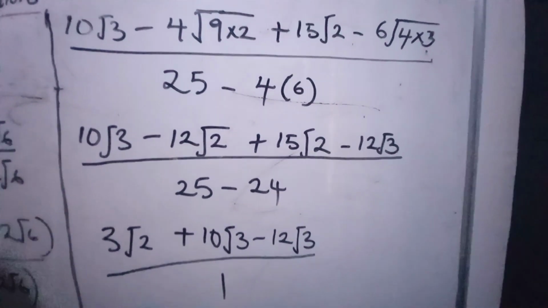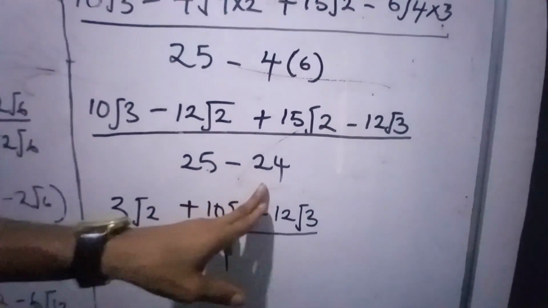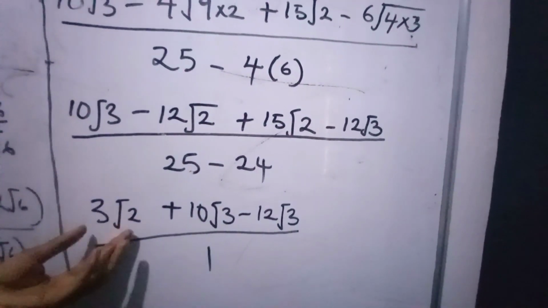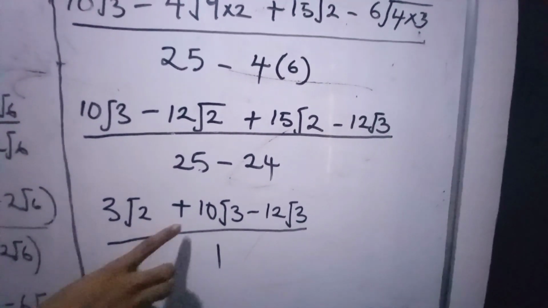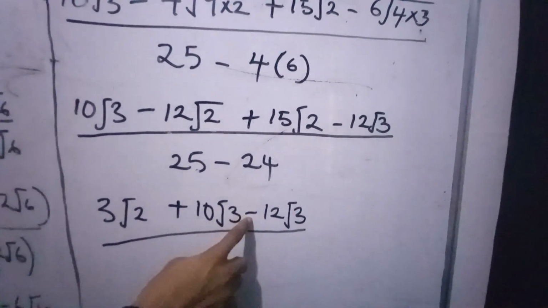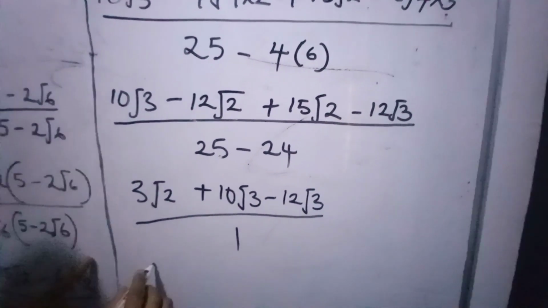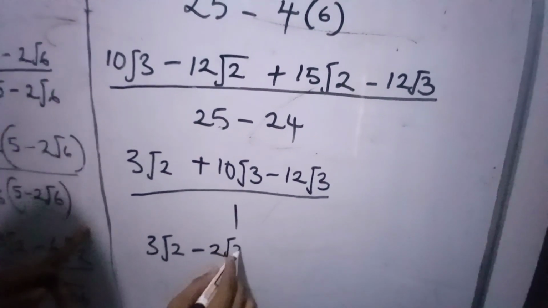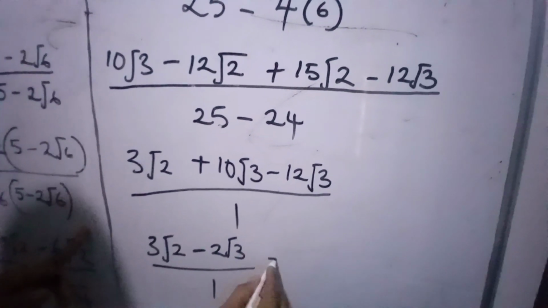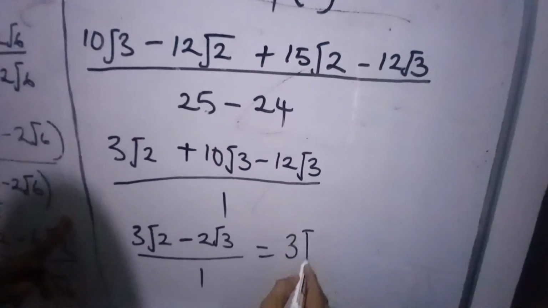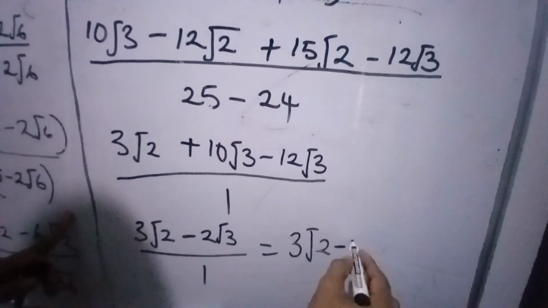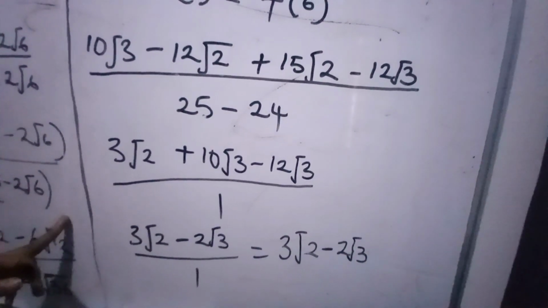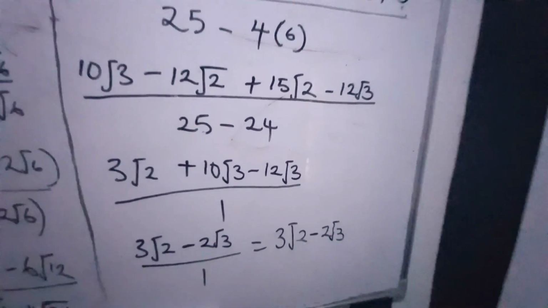Okay, then here I have plus 10 sod 3 minus 12 sod 3 over 1, because 25 minus 24 is what? Is 1. Okay, minus 12 sod 2 plus 15 sod 2 is what? 3 sod 2. Now what happened is that plus 10 sod 3 minus 12 sod 3, what do you get? Is what? 3 sod 2 minus 2 sod 3 over 1, which is equal to what? 3 sod 2 minus 2 sod 3. So this is our final answer.